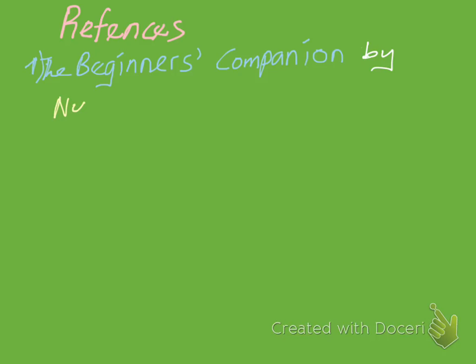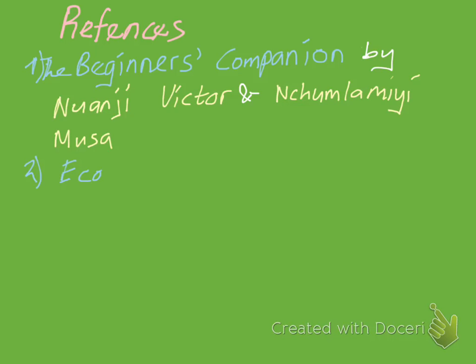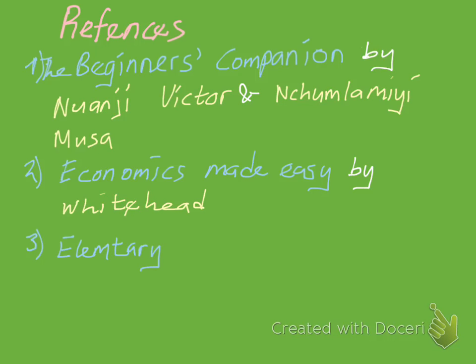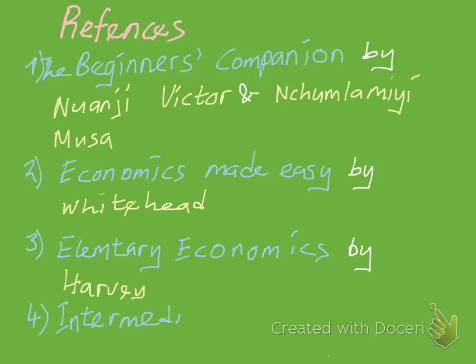So for further reading, and if you didn't understand anything, you can look at these references. First, as usual, as always, The Beginner's Companion by Nwanji Victor and Chumlamiji Musa. Economics Made Easy by Whitehead. Elementary Economics by Harvey. Intermediary Economics by Harvey. These books are very good, especially The Beginner's Companion. Very good book. You should pass your eyes there.